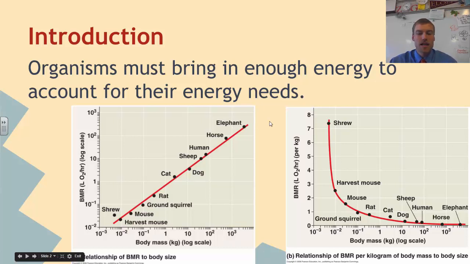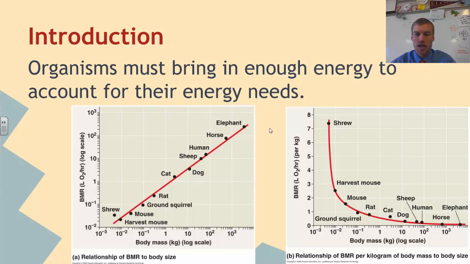Now, what's interesting is when we take that and we say, okay, what's the BMR per kilogram of mass? What is the function between the amount of energy you need and how large you are? And what we find is actually that the organisms that are the smallest consistently need a lot more energy per mass, or per their size, than a much larger organism.